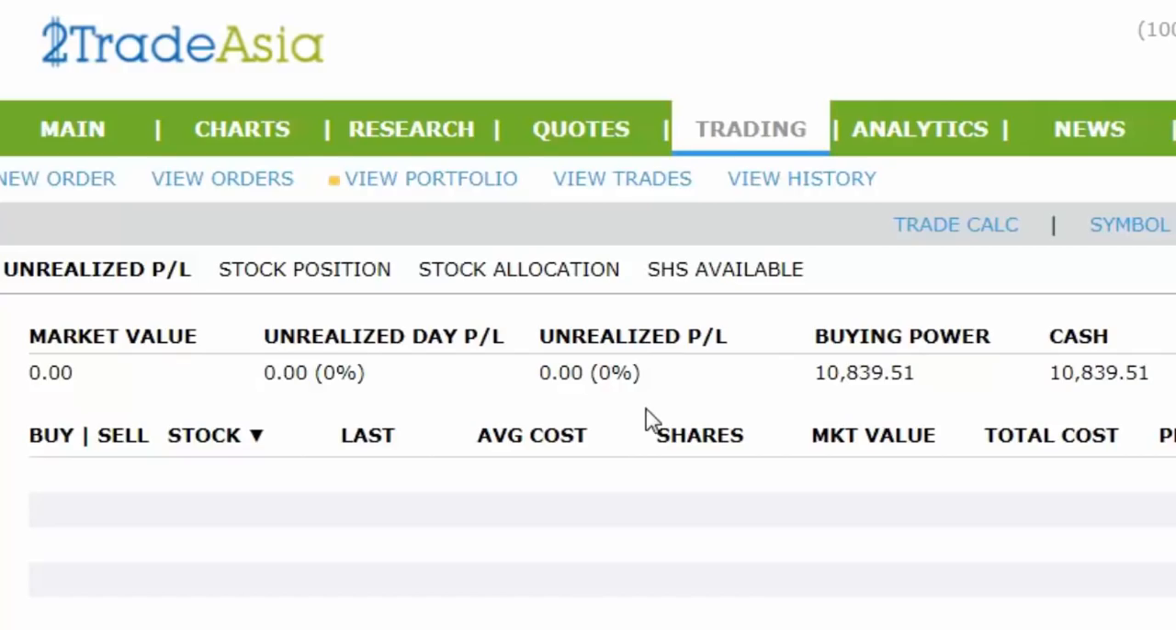Unlike, halimbawa, bibili ka ng bahay, bibili ka ng lupa, mahirap ibenta. But in stock market, there's always buyers. Though not necessarily at the price you want, but you can adjust. Kasi makikita mo naman yung mga buyers, saan sila willing bumili. So, ima-match mo na lang yun and your money will be available back to you.